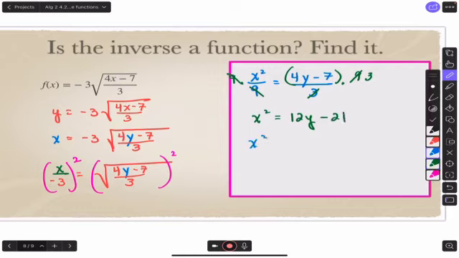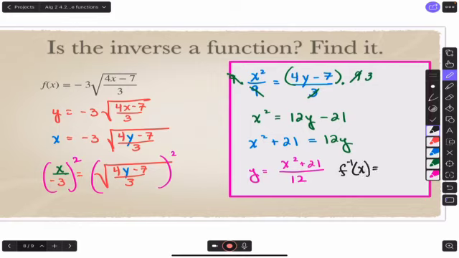We'll add 21 to both sides. And we'll finally divide by 12. X squared plus 21, all divided by 12. And we can write this as f inverse because the original function passed the horizontal line test.